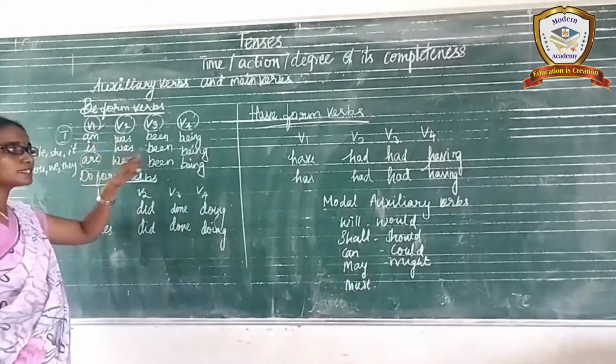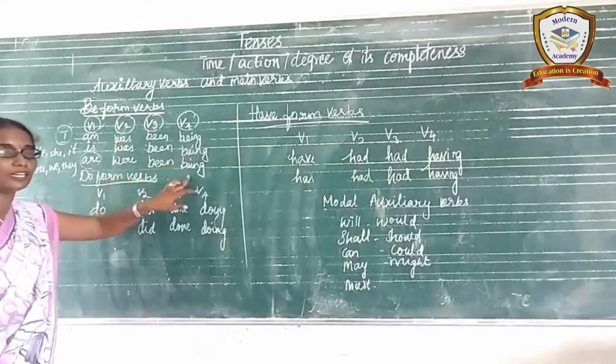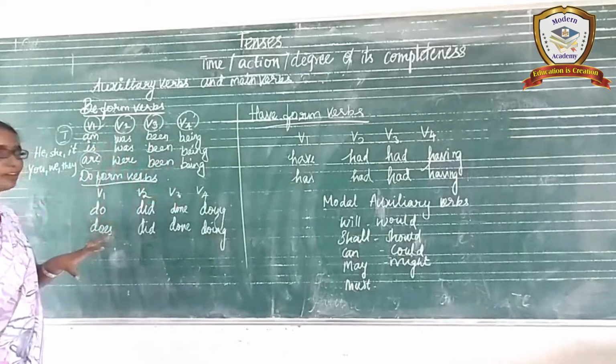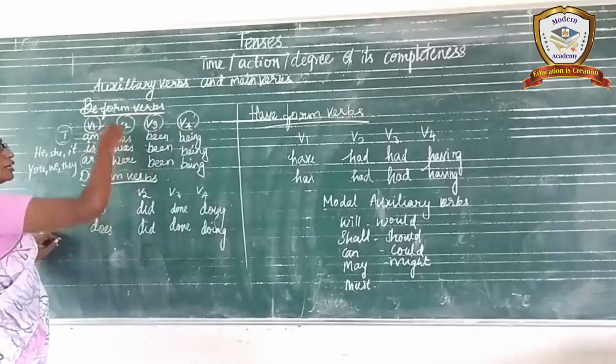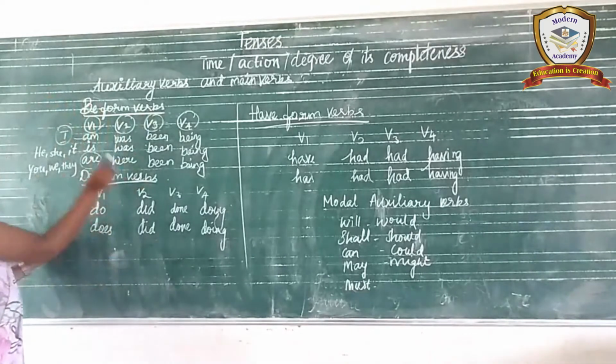Am, was, being, been. Is, was, being, been. Are, were, being, been. Do you all understand? Present tense be form verbs. Those belong to the be form verb family. Understand? And the do form verbs family.